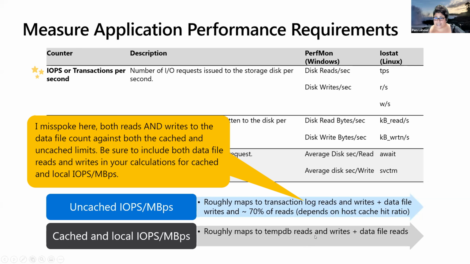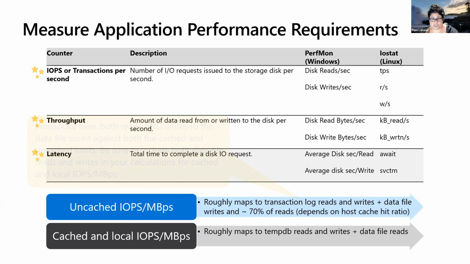So if you want to get an idea of what you would need in Azure for your virtual machine, you can monitor these counters over time on-prem, and you can kind of map them to the limits, to the different limits for the different levels of provisioning we have here. I didn't leave disk provisioning.